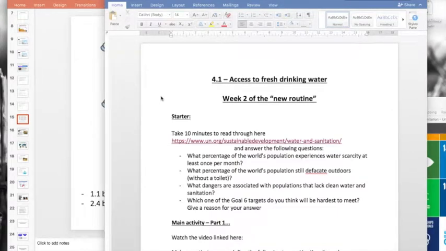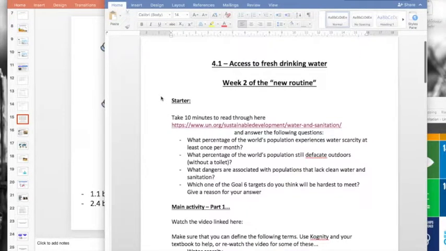Okay, ladies and gents, welcome to week 2 of the new routine. We're continuing with 4.1. Maybe we'll finish this week. This is today's work, I guess.